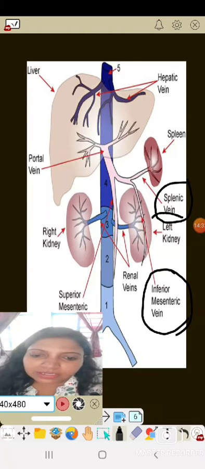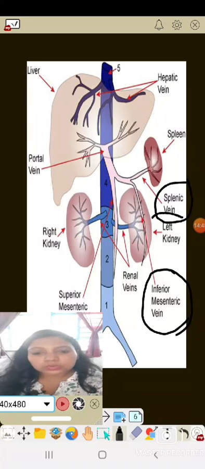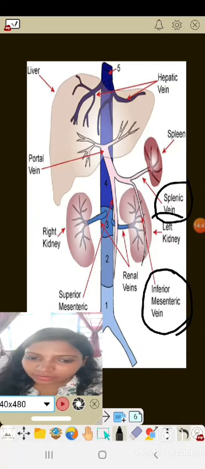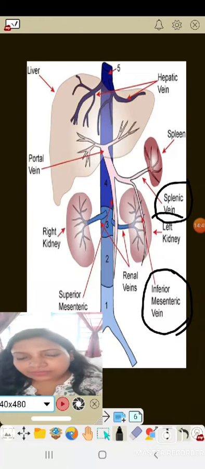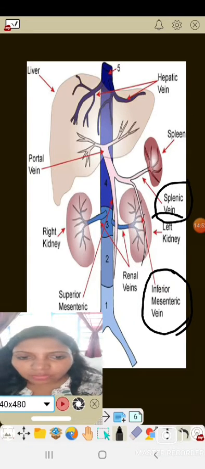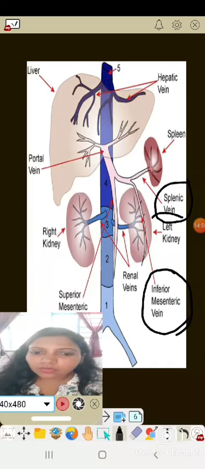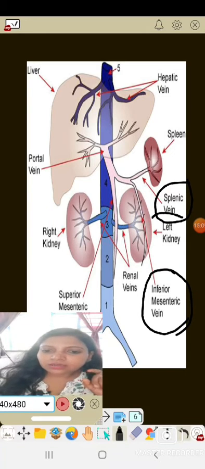And the inferior mesenteric vein. The inferior mesenteric vein is the vein that comes from the large intestine. Okay, there are two things, large intestine and small intestine. From the large intestine you might have heard about the ascending colon, descending colon and sigmoid curve. I am not writing them here. All these terms are related to parts of the large intestine. So, the inferior mesenteric vein arises from the large intestine.